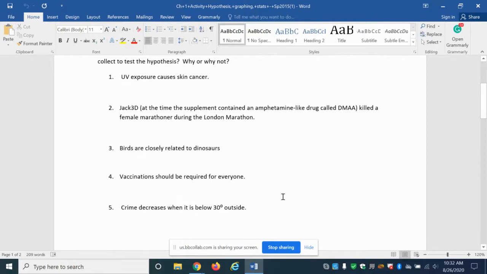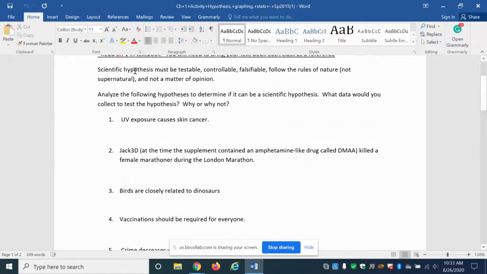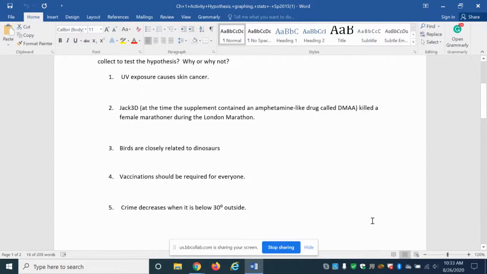This isn't an activity where you're Googling, are birds closely related to dinosaurs? You might need a little bit more information to help you figure out what the data could be, and that's fine, but you really need to come back up here and go through, is it testable, controllable, falsifiable, following the rules of nature, and not a matter of opinion, and address that here in your assessment of each of the 5.